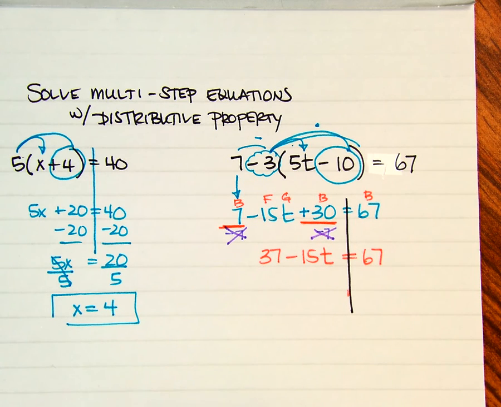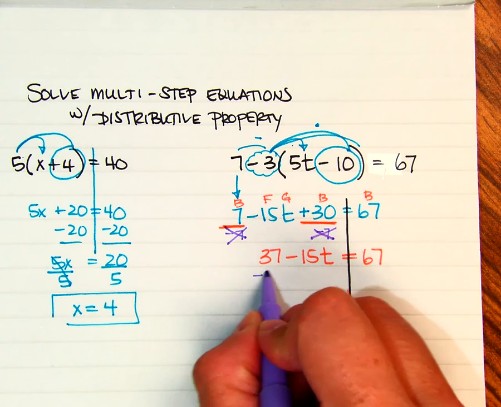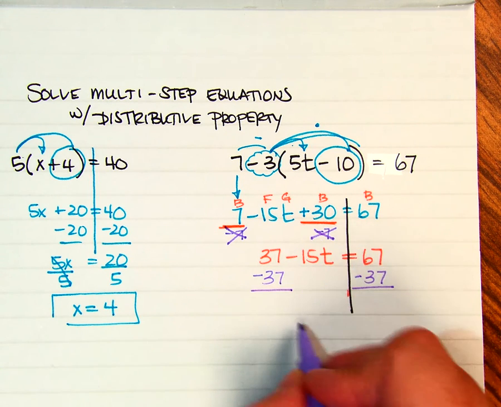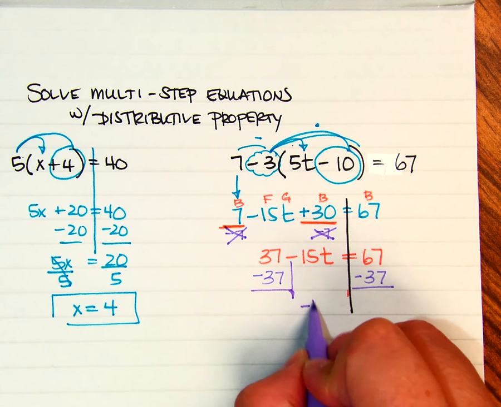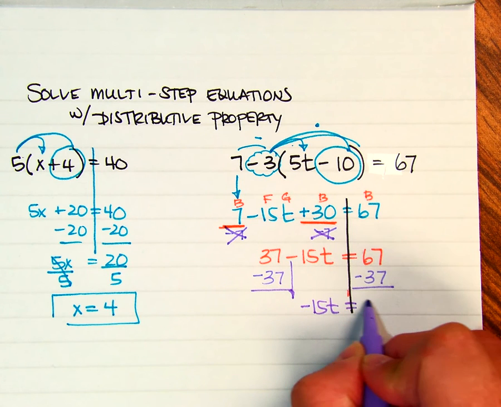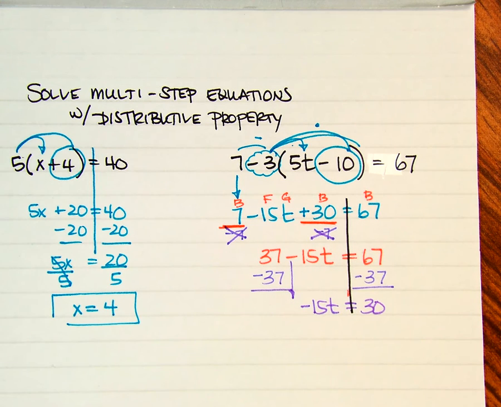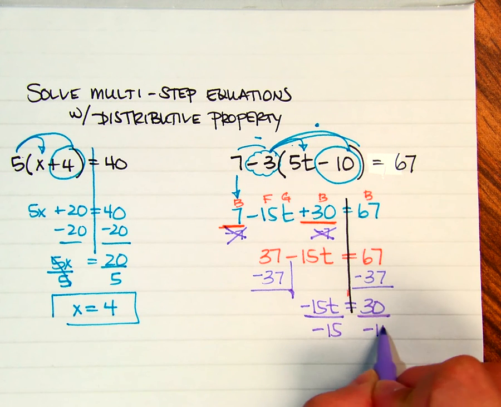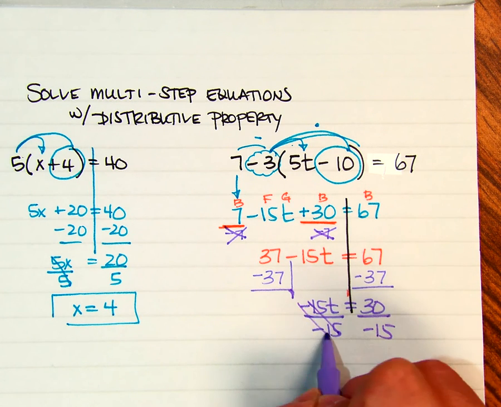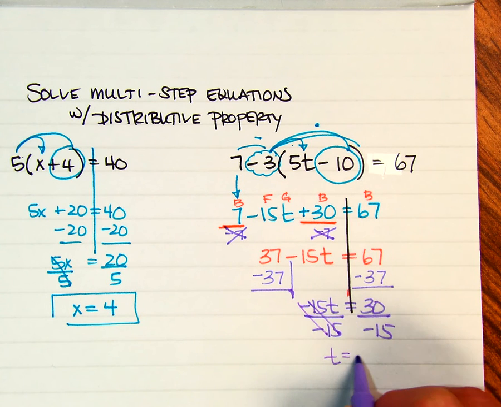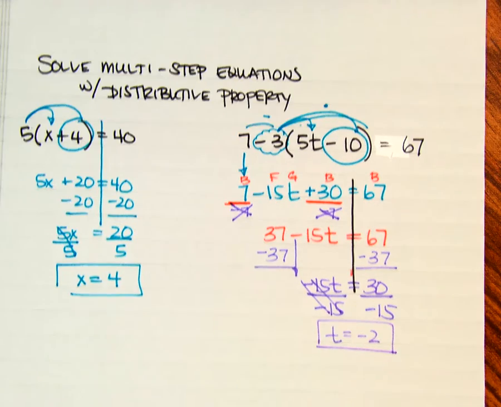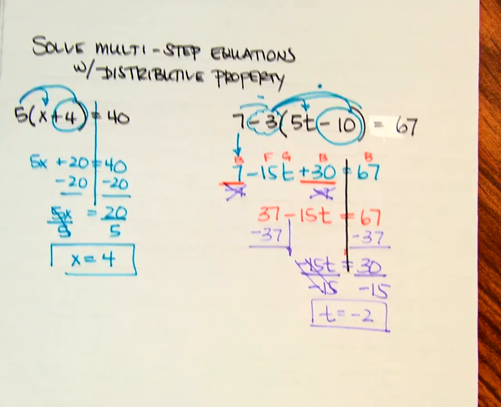We are right back to a two-step equation. I'm going to subtract my 37 bad guys from both sides. Don't forget to bring down that negative. Divide both sides by that negative 15. Remember, I got to get rid of that negative 15. So I have t equals the negative 2. Let's do another one that I commonly see errors on.